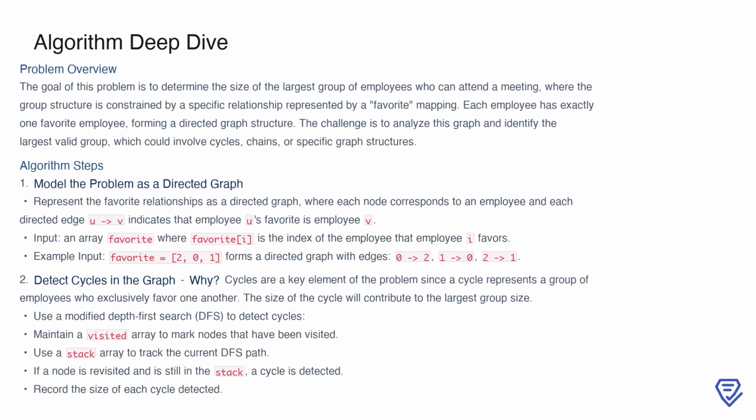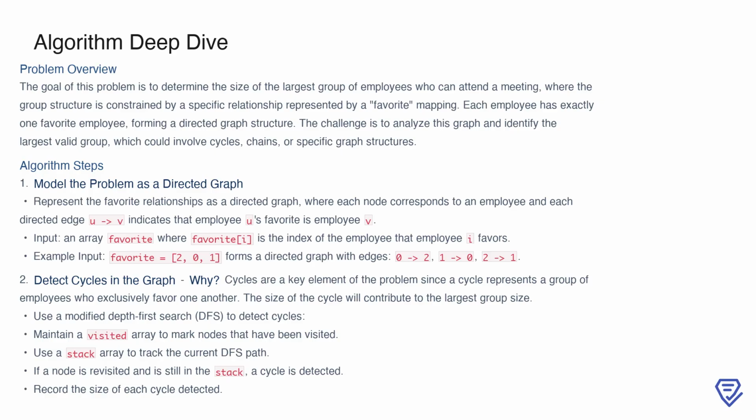In this problem, we are tasked with finding the maximum number of employees who can be invited to a meeting, given a specific relationship structure. Each employee in the company has exactly one favorite employee, which creates a directed graph where nodes represent employees and edges represent their favorite relationships.